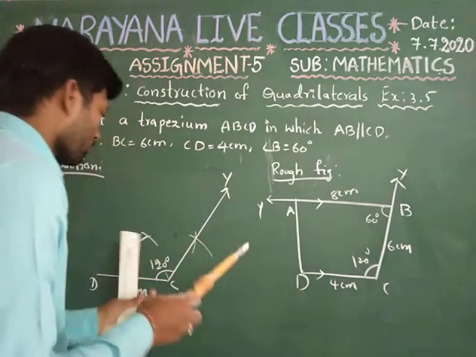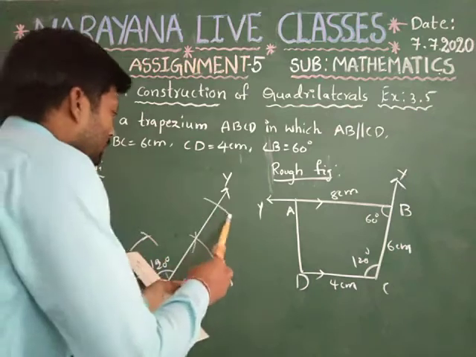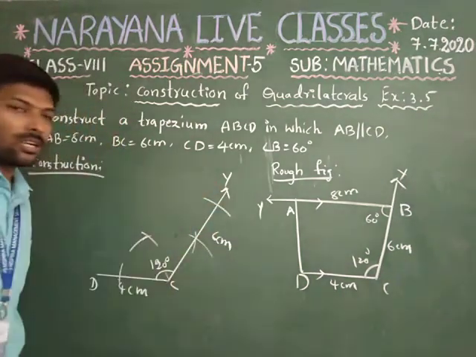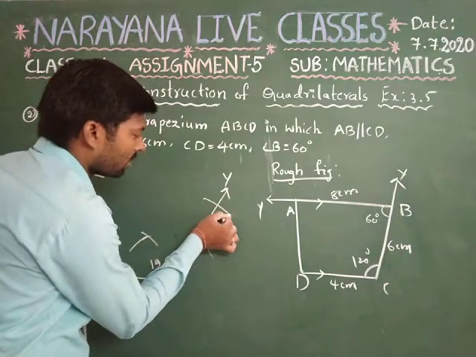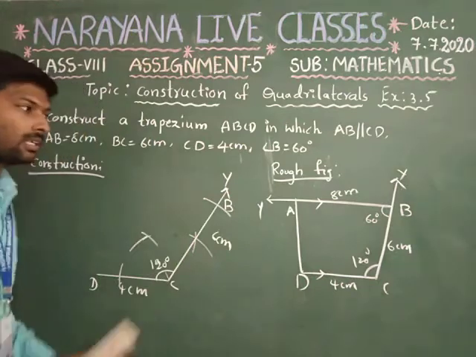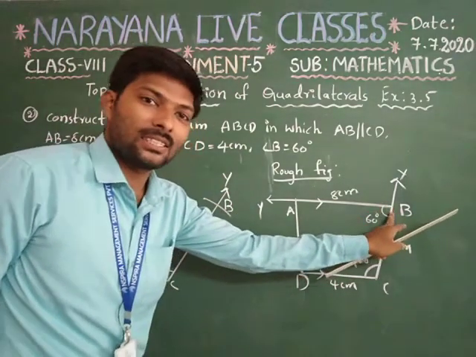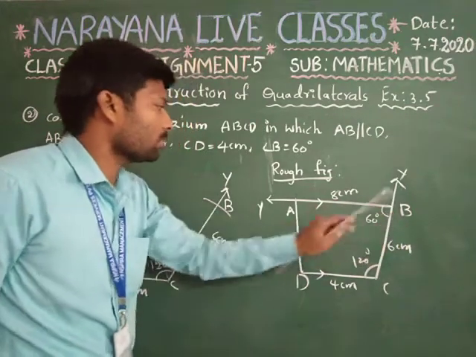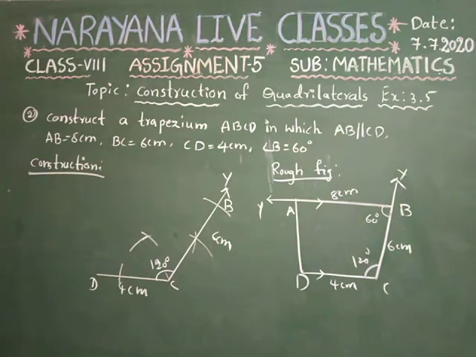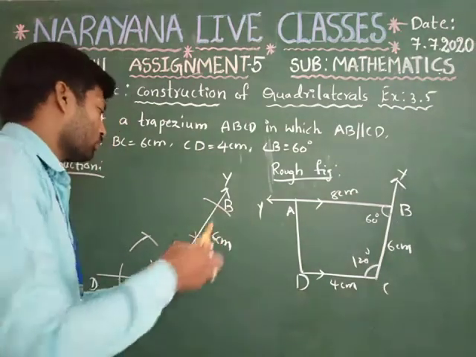So this total radius is how much is given? 6 centimeters. Now the point of intersection of this arc as well as the ray, it is nothing but what? Point B. Now at point B, we have to construct 60 degrees with respect to BC. Again we have to take more than half as a radius.